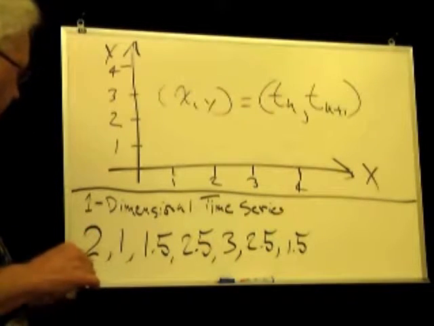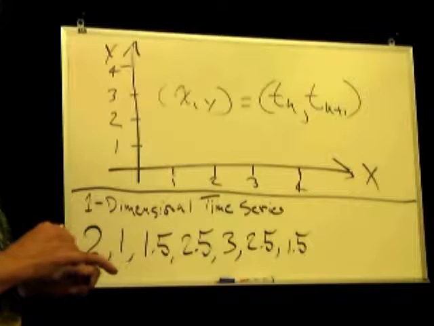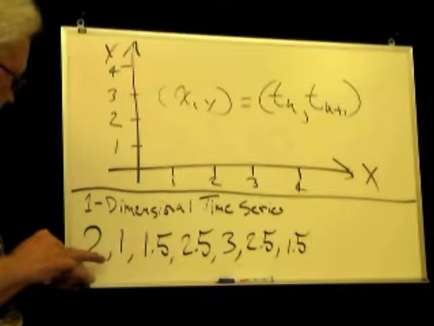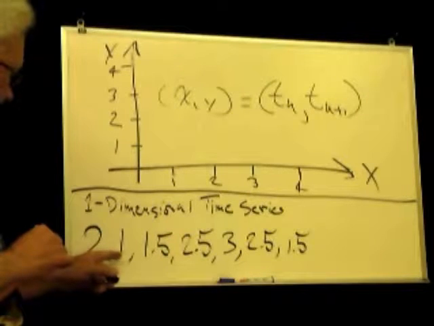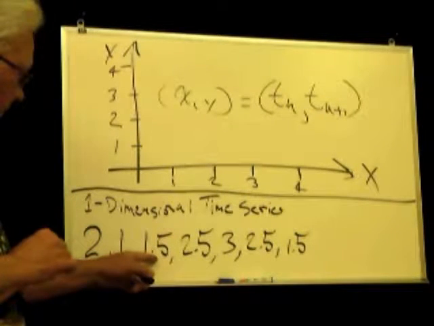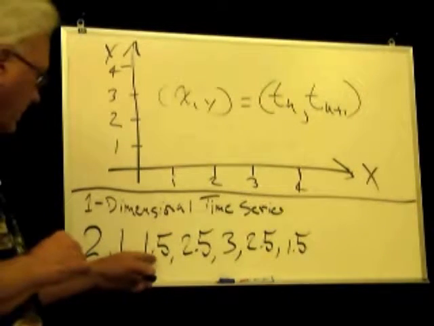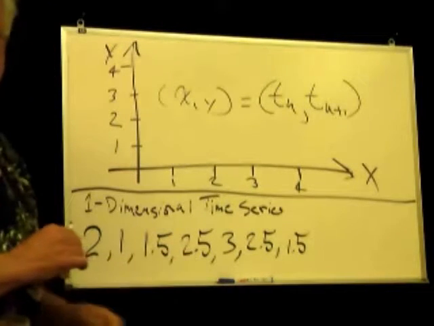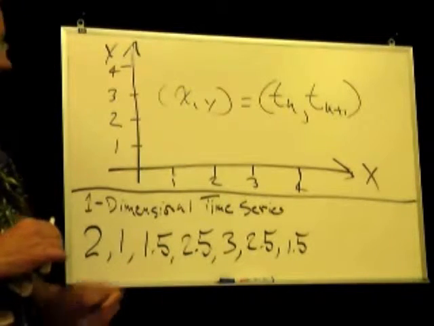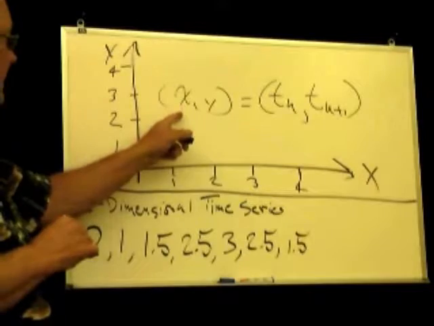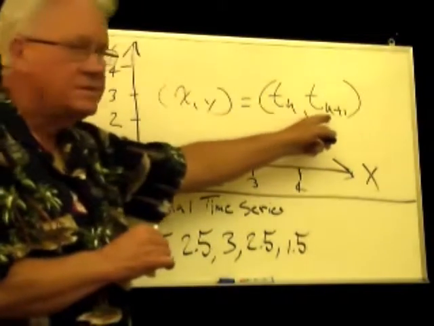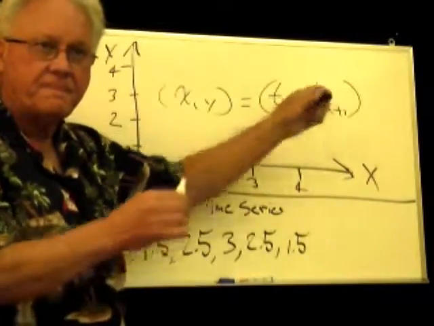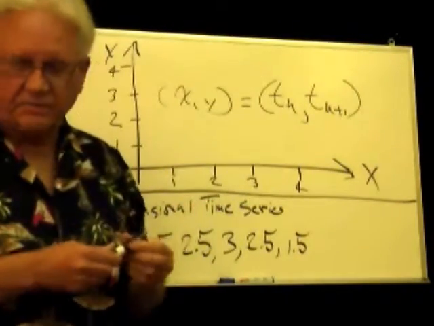So the first point in the XY plane is going to be 2, 1. Then the next point will be 1, 1.5. Then the next point will be 1.5, 2.5, and so forth. So XY is going to be Tn and Tn plus 1. Let's give this a try and see how it works out.